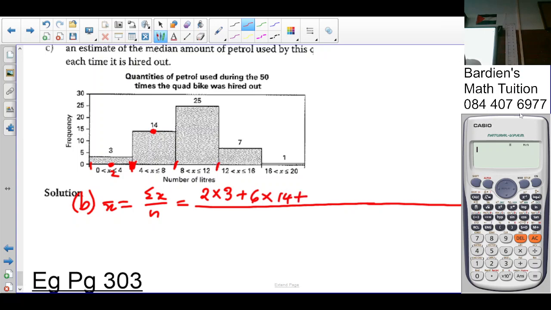From 8 to 12? 8 plus 12? 20. Divided by 2? 10. It's going to be 10 times 25 plus. From 12 to 16? The midpoint is going to be 14. And how many in that category? 7. Not so? From 16 to 20, what's the middle?